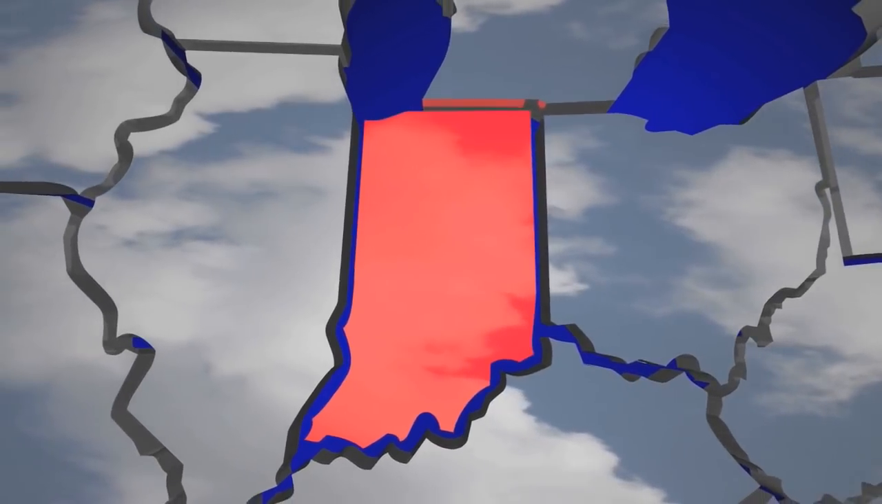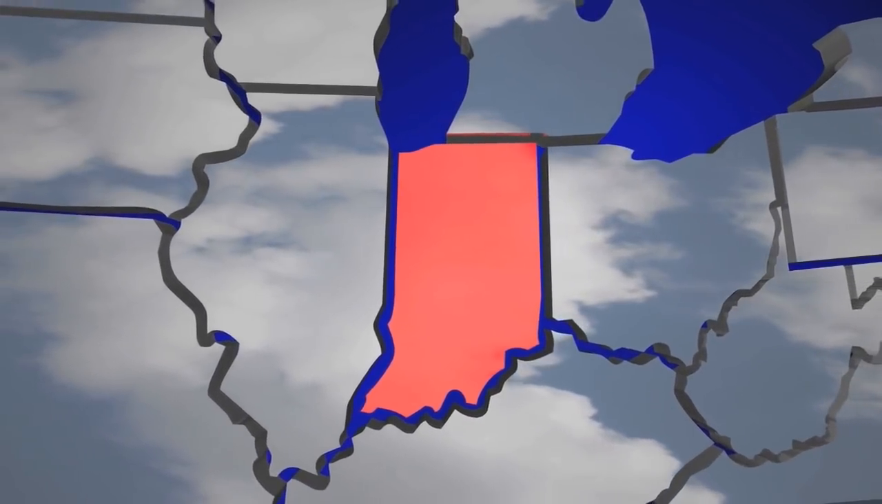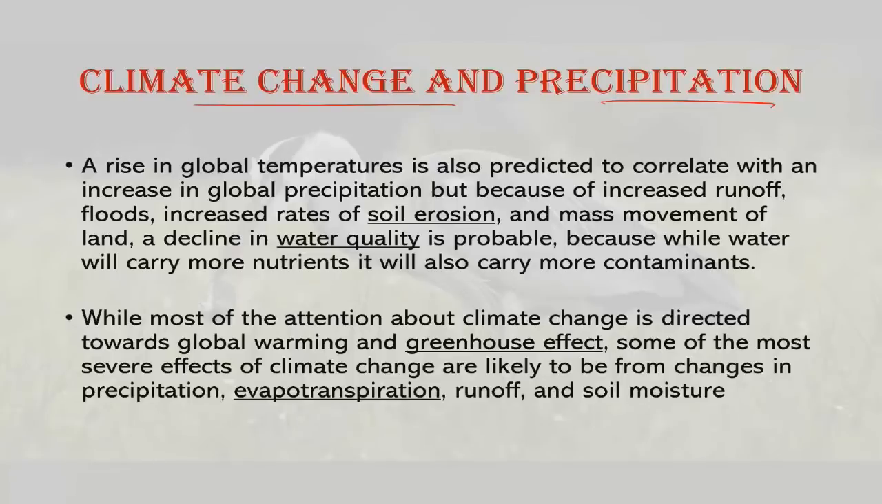Now, talking about climate change and precipitation, a rise in global temperature is also predicted to correlate with an increase in global precipitation. But because of increased runoff, floods, increased rates of soil erosion and mass movement of land, a decline in water quality is probable, because while water will carry more nutrients, it will also carry more contaminants.